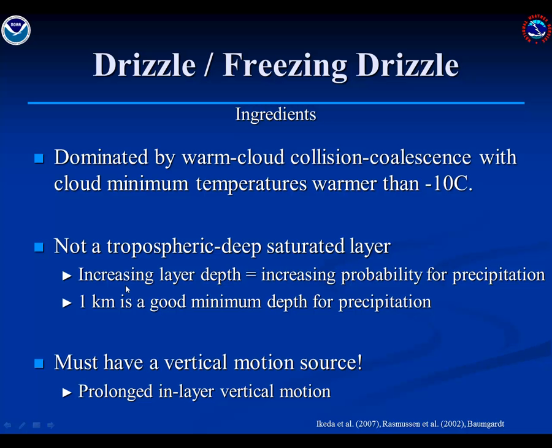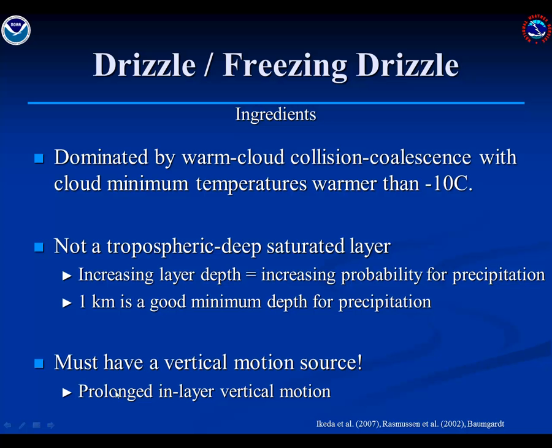So there's a couple things here. As we increase that layer depth, we're increasing the probability for precipitation. And why is that? Simply because the deeper the layer, the more cloud water that is available to be changed into precipitation through collision and coalescence. So the increasing layer depth leads to a higher probability for precipitation. Generally, looking at the research and modeling studies, about 1 kilometer is a good minimum depth for a saturated layer to produce precipitation. Second, or third on the list, but second to the precipitation process, is obviously you need a vertical motion source.